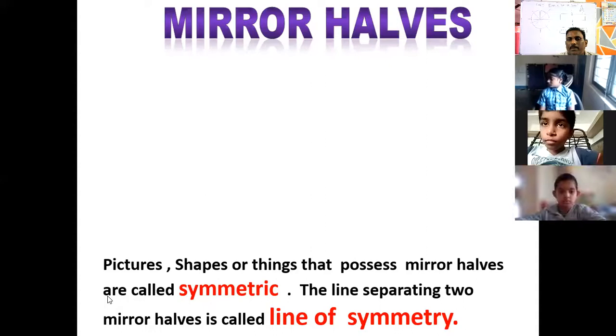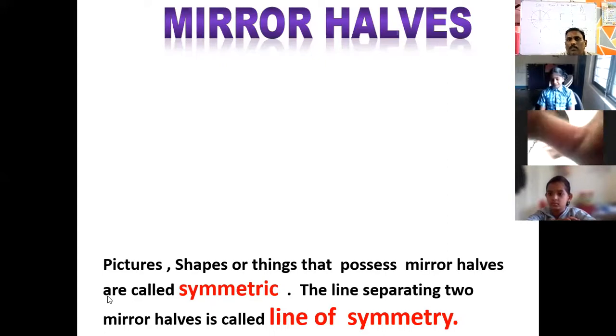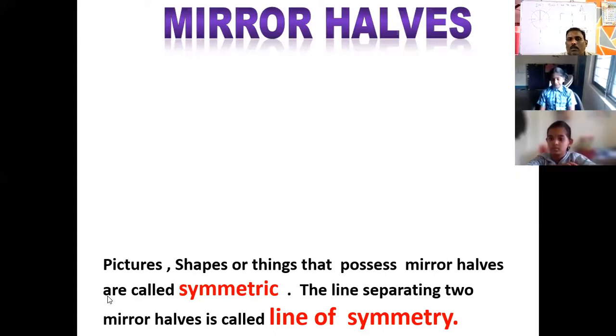Line of symmetry. What is the line of symmetry? If you fold, then one half covers the other half. That is called line of symmetry. One half fits exactly on top of the other. See, both the parts are equal.